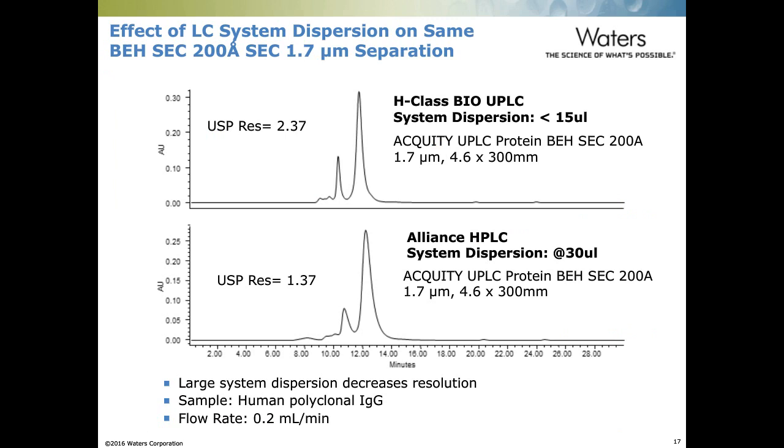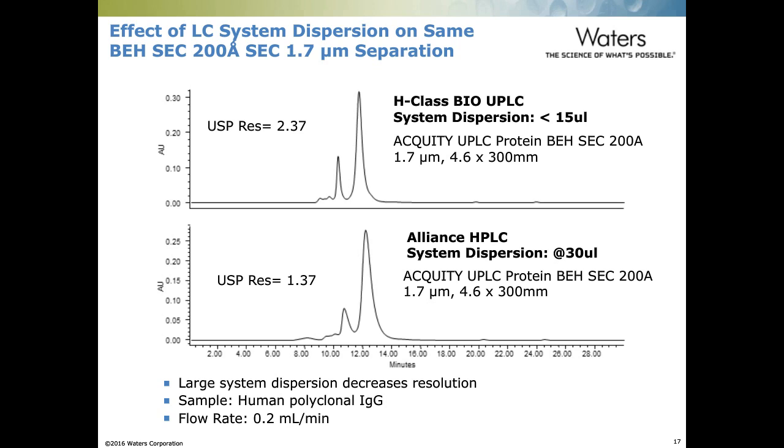And this is an example where we've taken a UPLC column, and on the top we run it on a low dispersion UPLC system, and the resolution between the two principal components is 2.37. If we take that same column, same flow rate, same conditions, and run it on a higher dispersion system, an Alliance HPLC system, we can see that we lose a significant amount of that resolution. So if we're going to go into smaller particle sizes for UPLC SEC separations, we're going to have smaller ID columns. We need to have systems that have very low dispersion throughout, from the injector all the way through to the detector.